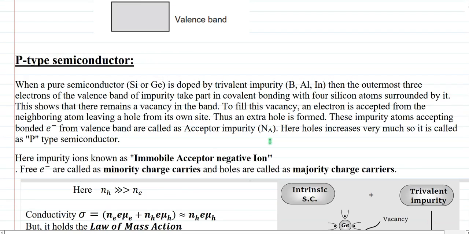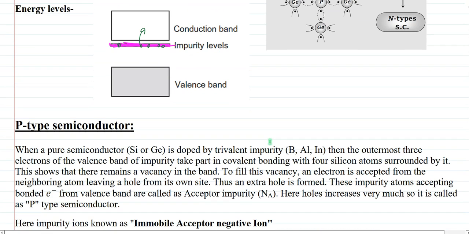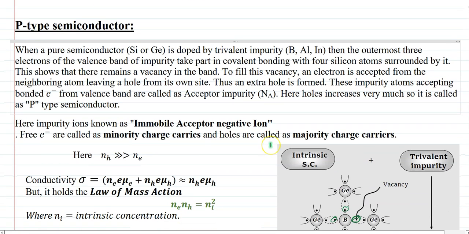And we said that a pure semiconductor like silicon or germanium has very low conductivity. So due to this we cannot use the semiconductor directly, but we can control its conductivity by the process of doping. Doping means the mixing of impurity, pentavalent or trivalent. So depending on the impurities, we divided the semiconductor into two types: p type semiconductor and n type semiconductor.